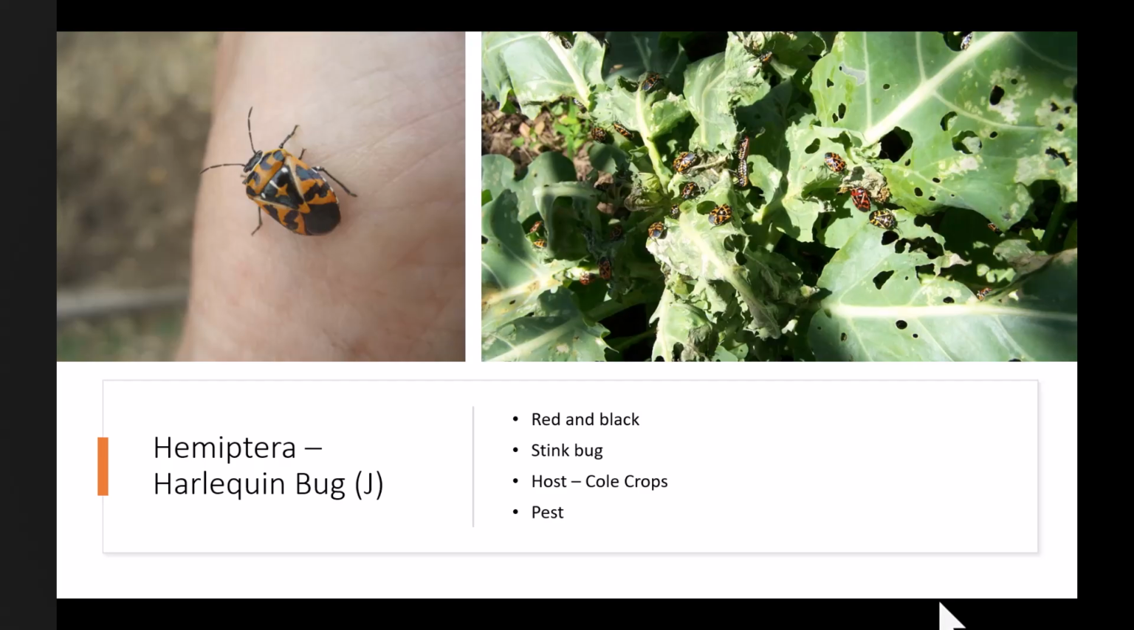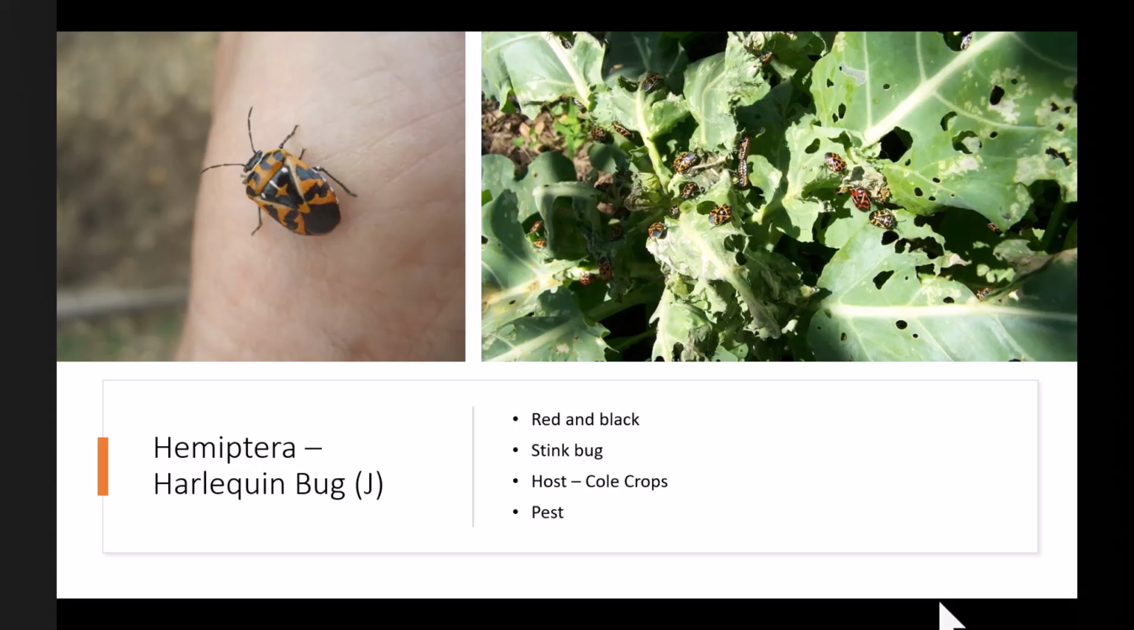Some spinaches can be a cole crop, but these are a reddish to orangey and black insect, smaller than a green stink bug, bigger than a ladybug, so a relatively small insect, maybe about the size of your pinky nail, maybe a little smaller. They are considered a pest in these cole crops, and they are in this group Hemiptera.